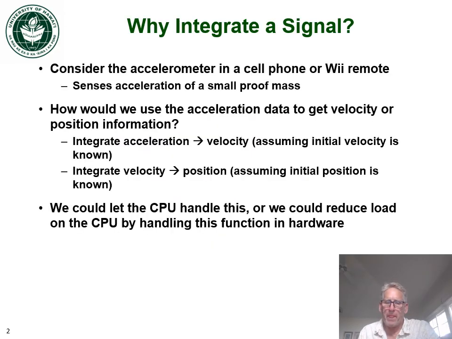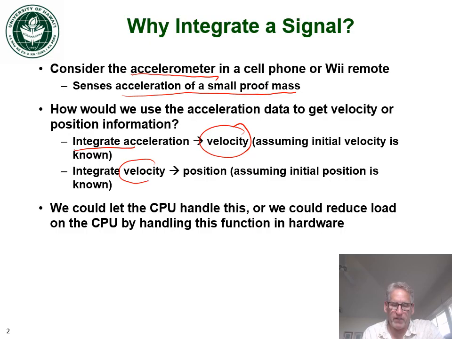All right, so the first question that would naturally come up is why do we care about integrating a signal? There are some more obvious examples. For example, in a cell phone, there's a little MEMS device, a micro-electromechanical device called an accelerometer. This accelerometer measures acceleration. It's got a little tiny proof mass in there. If you integrate acceleration, you get velocity, and if you integrate velocity, you get position. So you can record your position and velocity by integrating the signal.